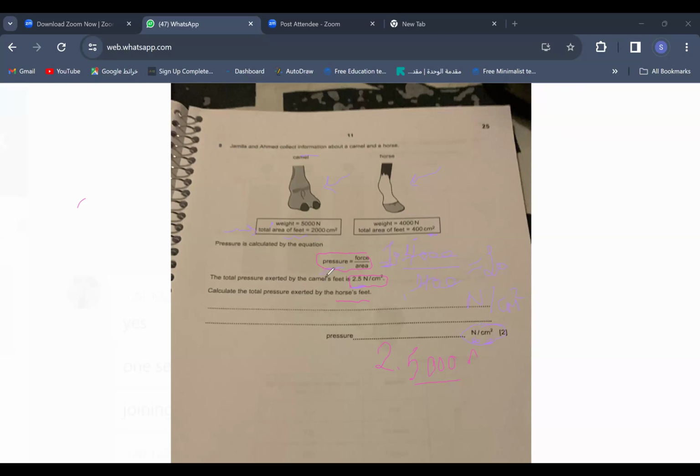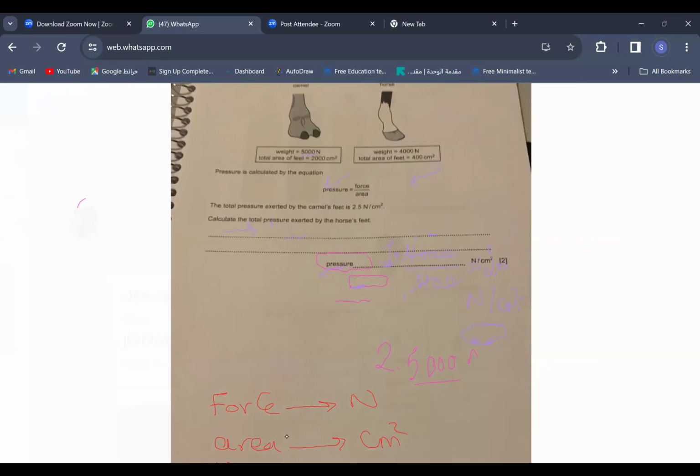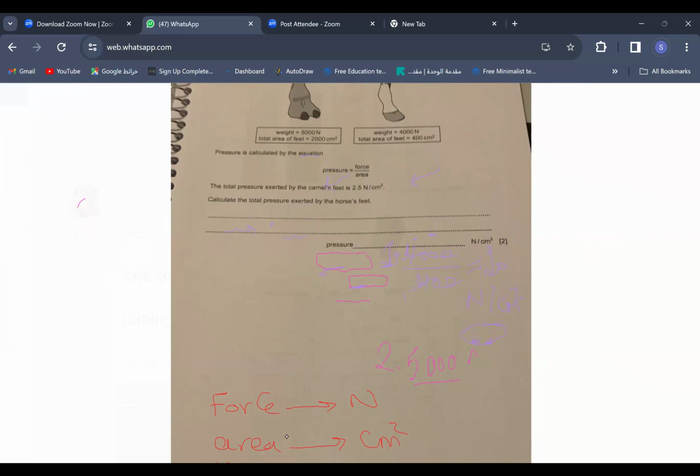Because this is the unit of the pressure. Don't forget that any numeric value we have must be followed by a unit. We have here three main values. Number one, the force, we measure it in Newton. Number two is the area, which is in centimeter square. While pressure, because it is F over A, will be F in Newton over A in centimeter square. So it's N over centimeter square. As simple as that.